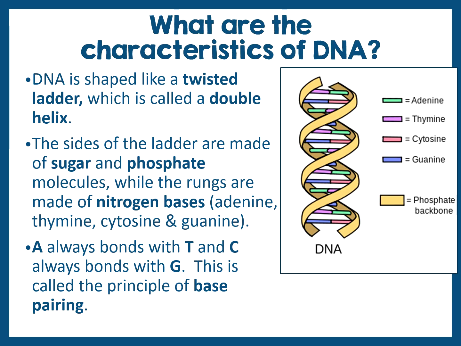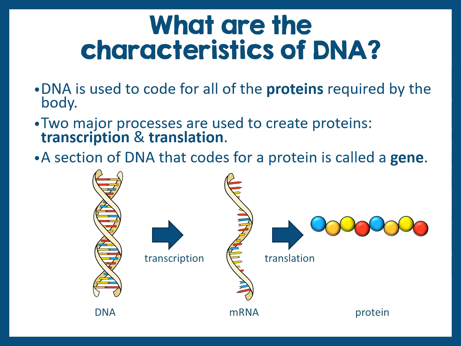And we have our base pairing rules, which state that adenine always pairs with thymine and cytosine always pairs with guanine. Adenine and thymine are connected by 2 hydrogen bonds, while cytosine and guanine are connected by 3 hydrogen bonds. This DNA is the code for all of the proteins that are required by your body. And there are 2 major processes within protein synthesis. There's transcription and there's translation.